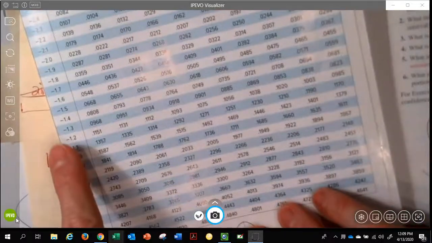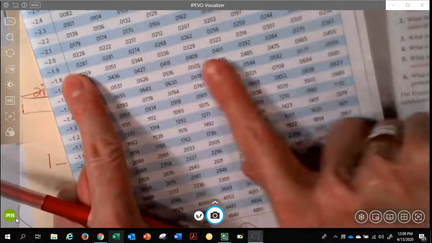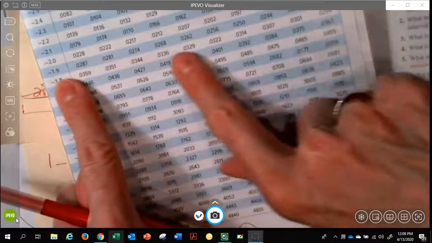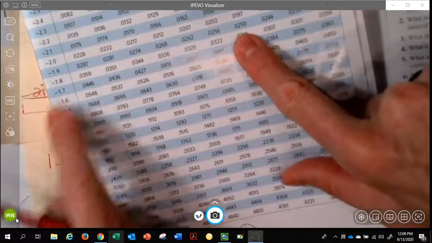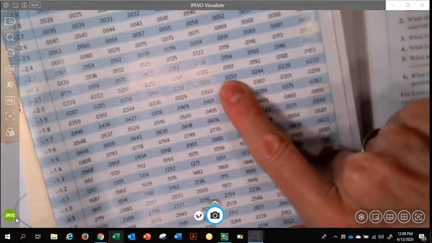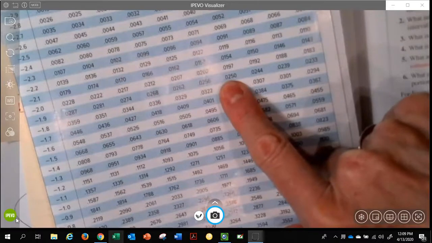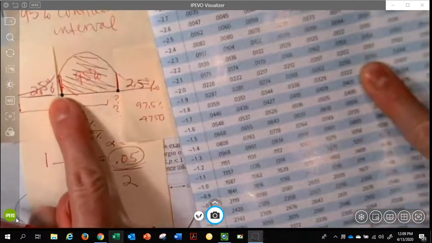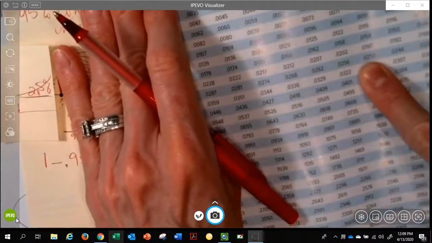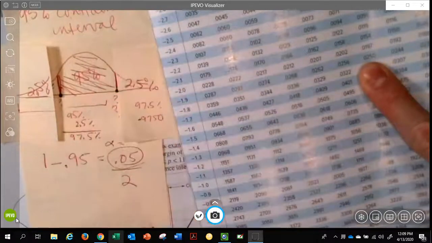We're also going to find, if we go to the negative side and go to negative 1.96, do y'all see what's at the negative 1.96? It's 2.5%. Look right there. That part over there represents 2.5%.